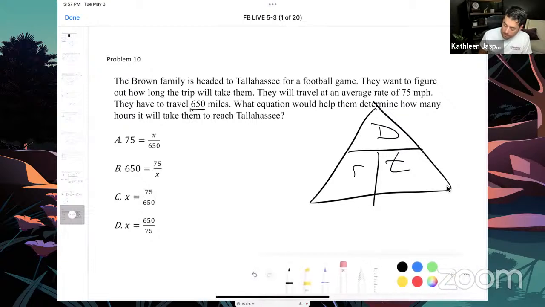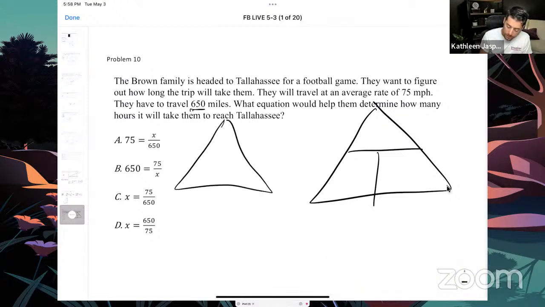So what you do is, let's do this so you can see it. So we'll have D, R, T. In this case, D is going to represent 650. And then I have 75 miles per hour. 75 miles per hour is rate. So 75 is going to go in this section of the triangle. And it asks how many hours, or time. So I don't have time. So that's going to be my variable.